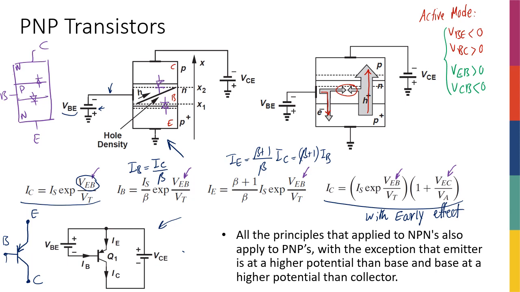Okay? So everything is the same, except that whenever you had base-emitter, now you have emitter-base. Whenever you had collector-emitter, for example for the Early voltage effect, now you have emitter-collector. Just because the emitter now has a higher potential than everything else, right? That's the only difference between PNP and NPN.